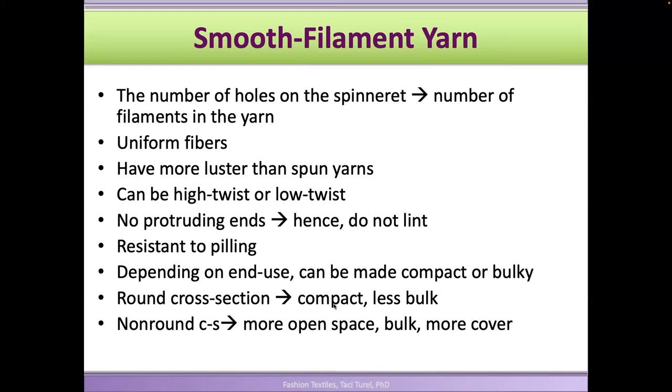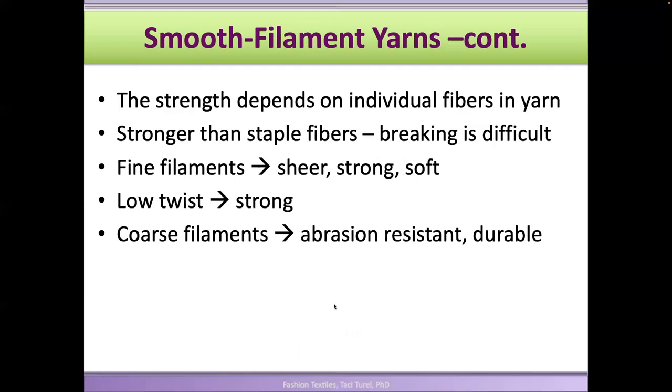Filament yarns always have more luster. They can be high twist, but they can also be low twist because they don't require too much twist. They have no protruding ends, so they don't have this pilling or linting problem as much. They are more resistant to pilling. They're stronger than staple fibers. They're very difficult to break, those type of yarns.